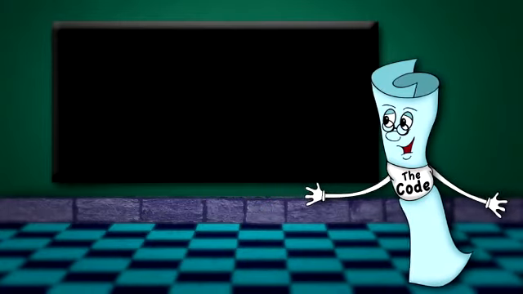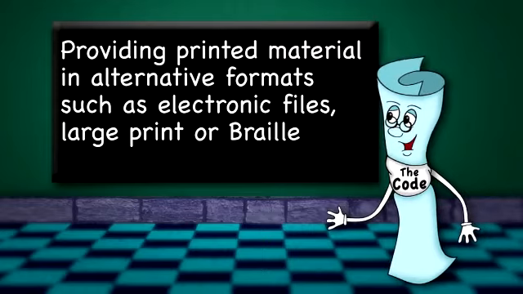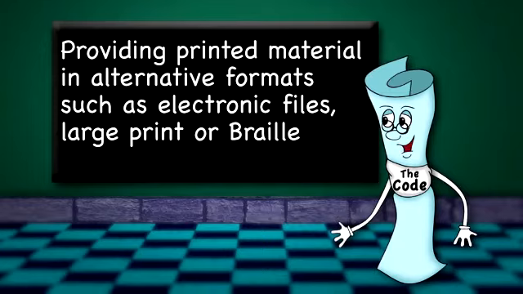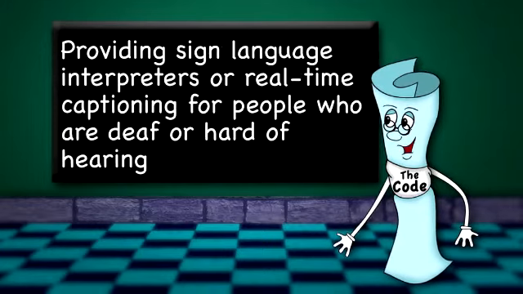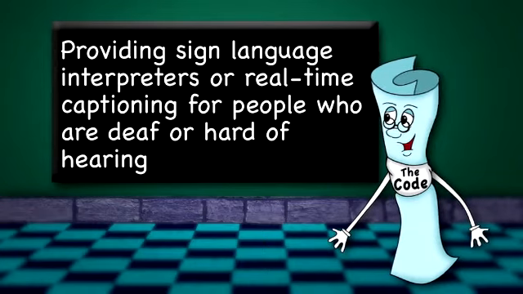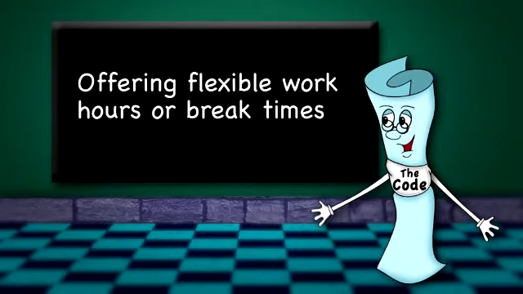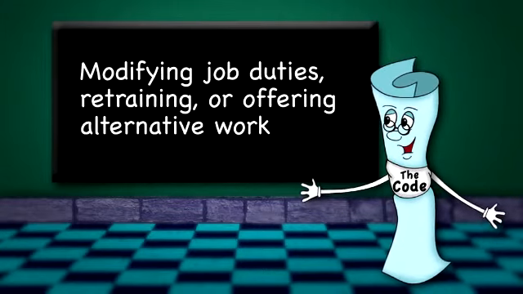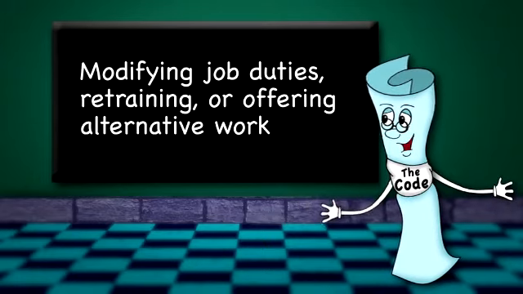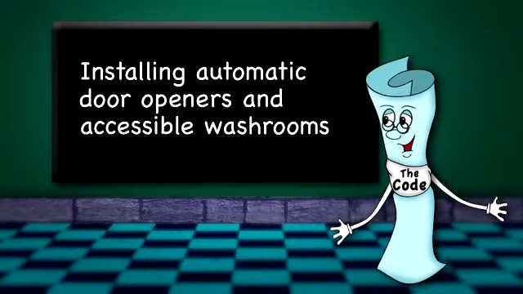Examples of accommodation include providing printed material in alternative formats, such as electronic files, large print, or braille. Providing sign language interpreters or real-time captioning for people who are deaf or hard of hearing. Offering flexible work hours or break times. Modifying job duties, retraining, or offering alternative work. Installing automatic door openers and accessible washrooms.